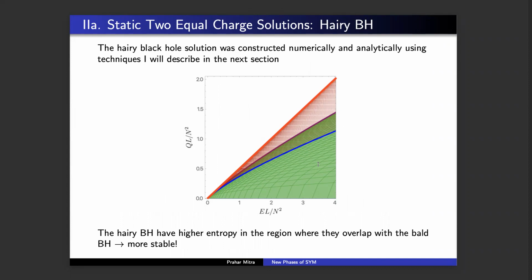So this is in fact the full phase space in the 2-charge case. You have the bald black holes here, then along the blue line, they become unstable. The instability leads to scalar condensation, and then the hairy black holes take over. In the region where they overlap, the hairy black holes have higher entropy, so they're the dominant solutions. And then the hairy black holes limit all the way down to the soliton. Therefore, the original area where there was no phase is now completely covered by these hairy black holes.